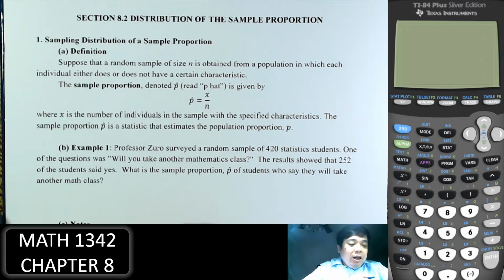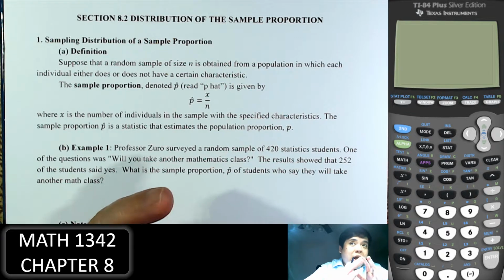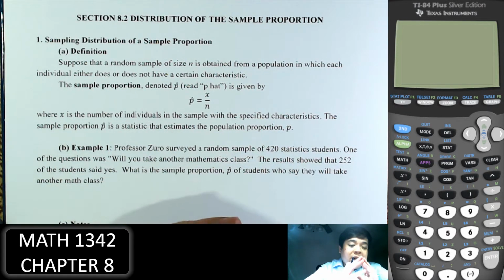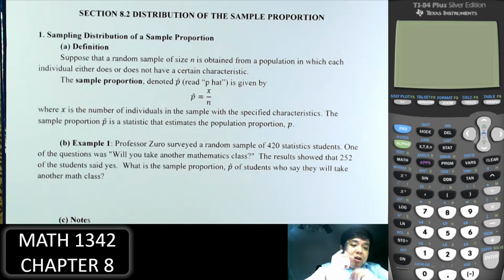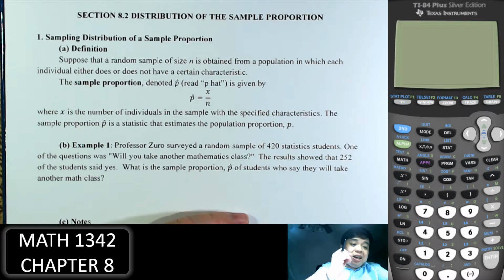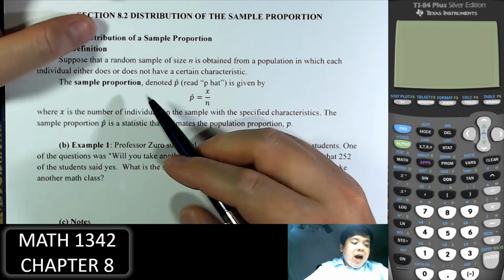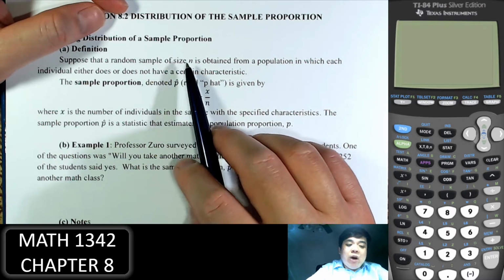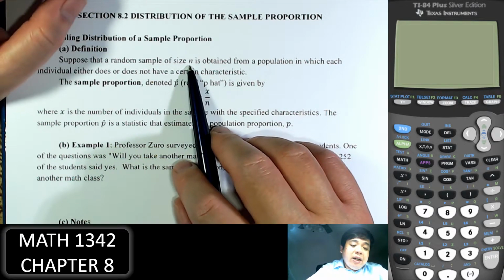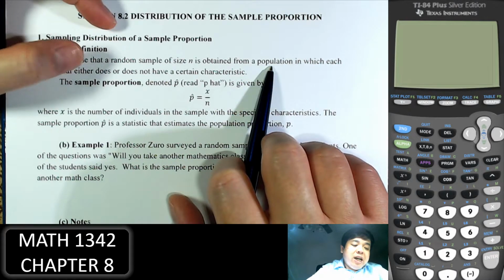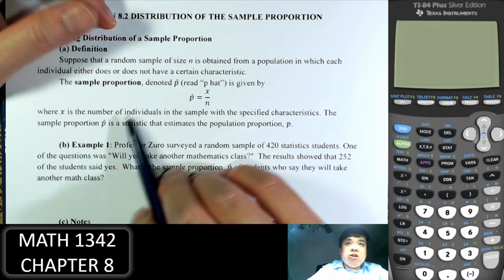Hi everybody, welcome to another video in statistics, section 8.2, distribution of the sample proportion. So in this section we'll still be looking at the distribution of the sample, but this time we focus on the sample proportion, meaning the percent of individuals in the sample who have a certain characteristic. First, suppose a random sample of size n, so n is always the sample size, from the population in which each individual either does or does not have a certain characteristic.